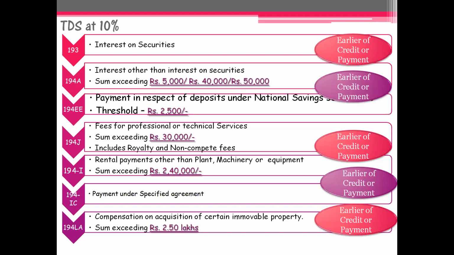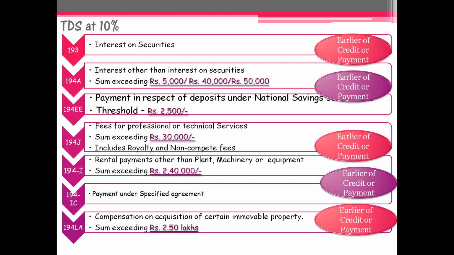Next is 194EE, payment in respect of deposits under National Savings Scheme. The threshold amount is only 2,500. Any amount above 2,500 will be subject to TDS. Next is 194J, fee for professional or technical service, exceeding rupees 30,000. This also includes royalty and non-compete fee.